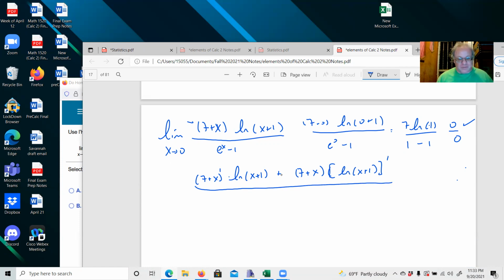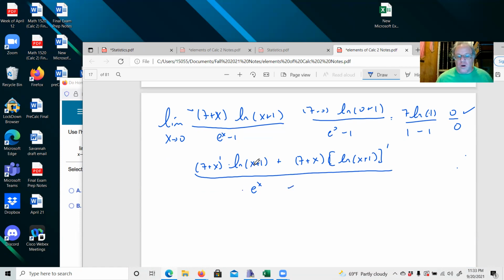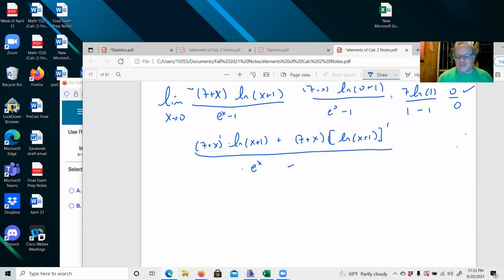And then on the bottom, right, we have e to the x. There's no more minus 1 because we took the derivative. Okay, so this one is taken. Okay, what is the derivative of 7 plus x? It's 1. Okay, so we have 1 times natural log of x plus 1, plus 7 plus x, times, what's the derivative of natural log of x plus 1? It's 1 over x plus 1 times 1 for the chain, right? Divided by e to the x.